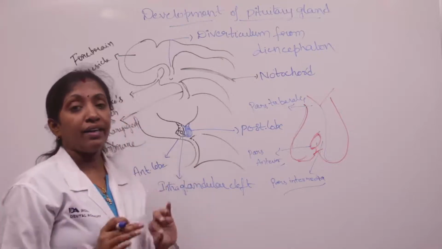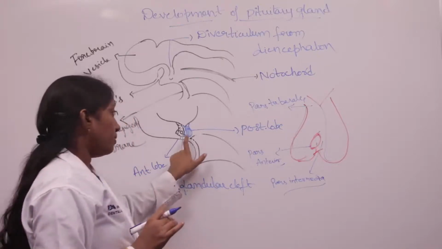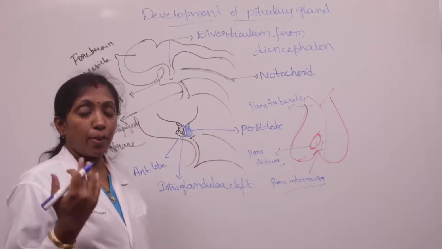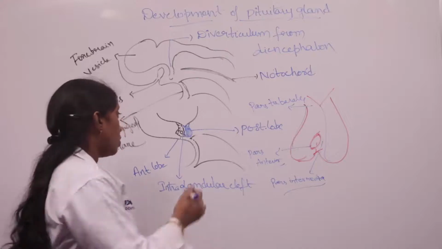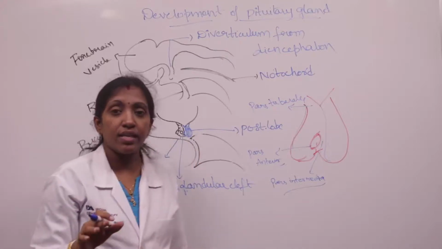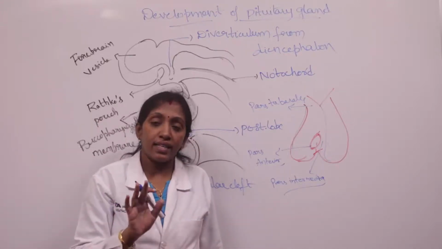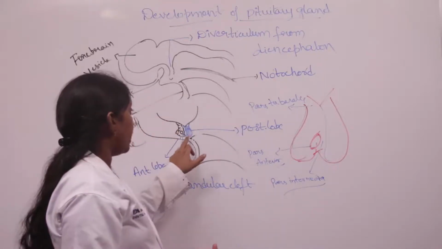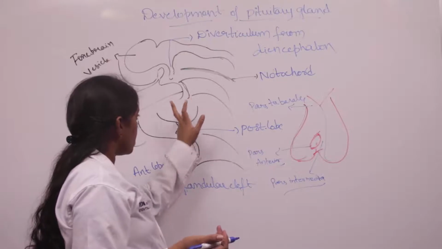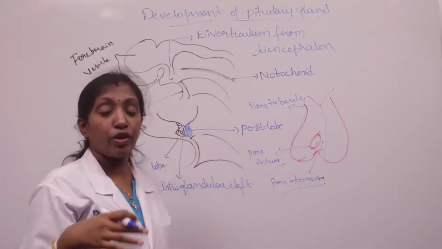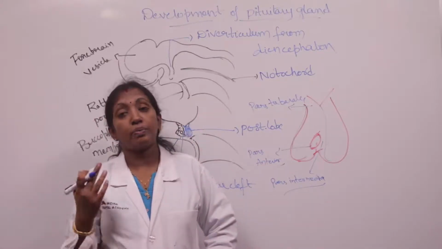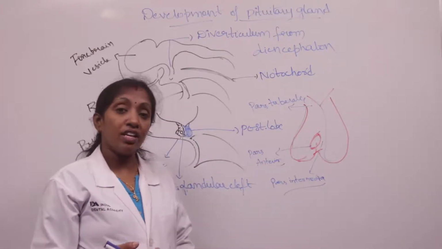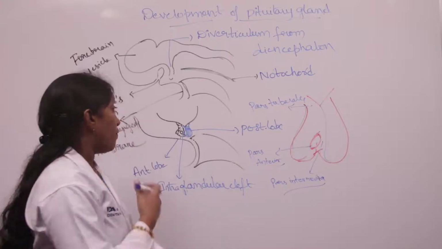Only unmyelinated nerve fibers are seen in the posterior lobe, along with some neuroglial supporting cells called pituicytes. Here it consists of fibers from the hypothalamus. We know that two hormones are produced from the hypothalamus, from the supraoptic and paraventricular nuclei. One is oxytocin and one is vasopressin.